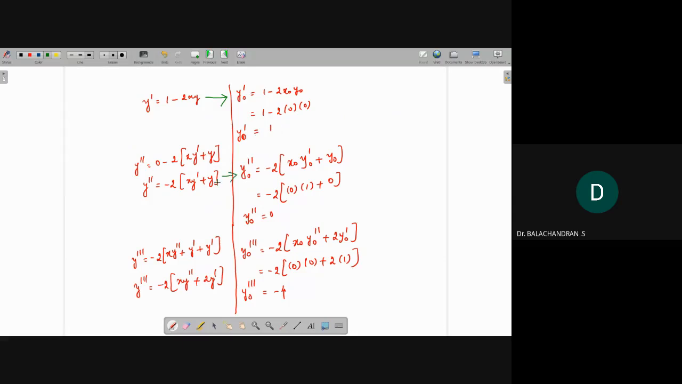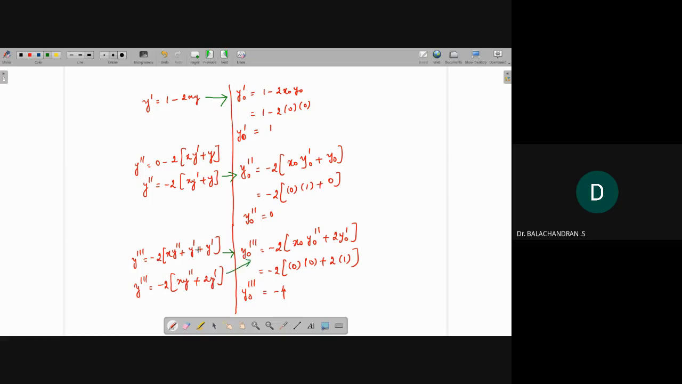Similarly, from y double dash, I'm going to find y naught double dash. Y naught double dash is equal to minus 2 into x naught into y naught dash plus y naught. So minus 2 into x naught is 0, y naught dash is 1, and y naught is also 0. So finally, you get y naught double dash is equal to 0. So from y triple dash, I'm going to find y naught triple dash. So minus 2 x naught y naught double dash plus 2 y naught dash.